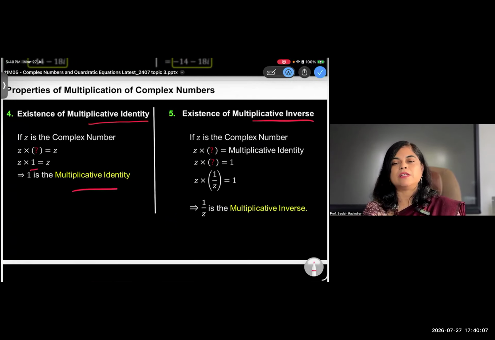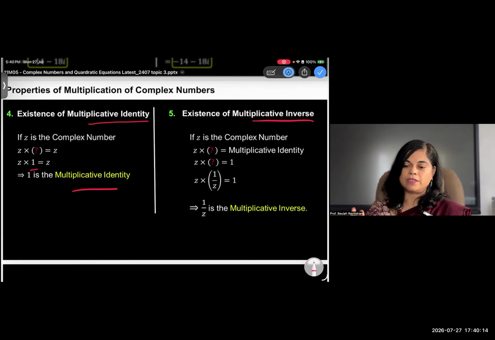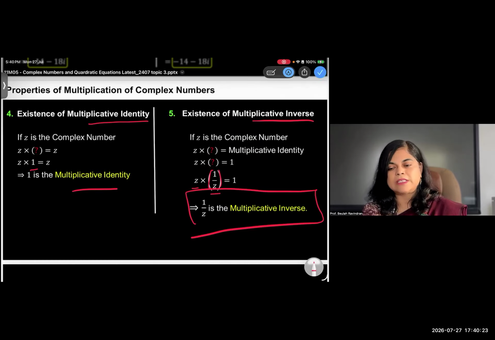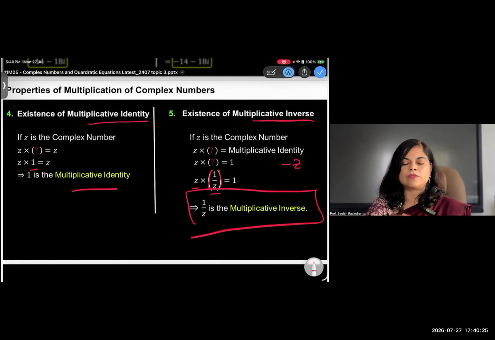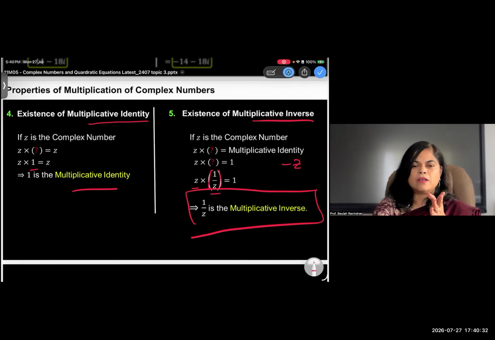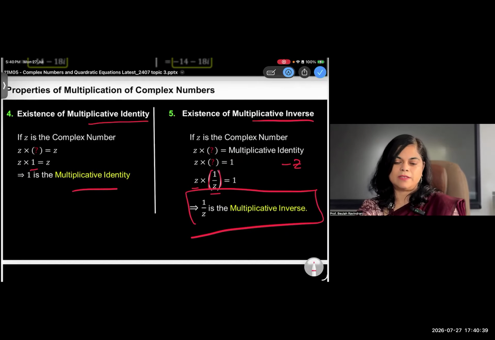What is a multiplicative inverse? If a number multiplied with its inverse should give 1. So what is the multiplicative inverse? Z into 1 by Z. So 1 by Z is the multiplicative inverse. What is the additive inverse? Negative Z. Students may confuse these two things. Multiplicative inverse is 1 by Z. So don't simply take the inverse as minus Z. If it is multiplicative inverse, it is 1 by Z. If it is additive inverse, it is minus Z.